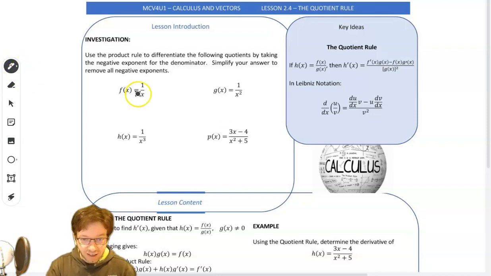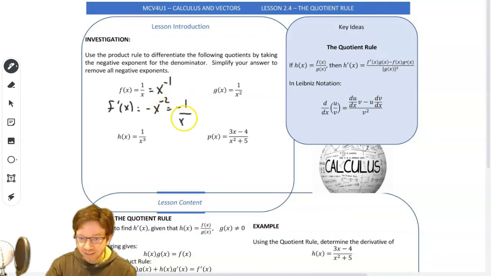So basically, I'm going to change these into negative exponents. So this one would be x to the power of -1. And then if I were to find the derivative, well, actually this isn't using the product rule. This one will be using the product rule. This would be just negative x to the -2, which is -1 over x squared.